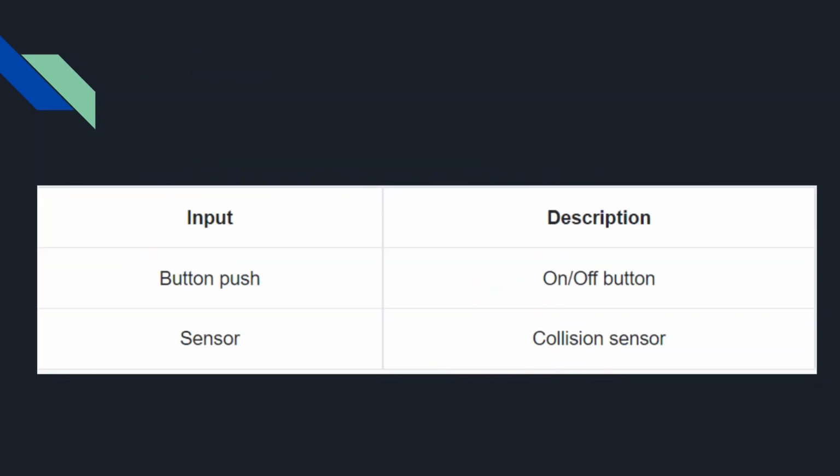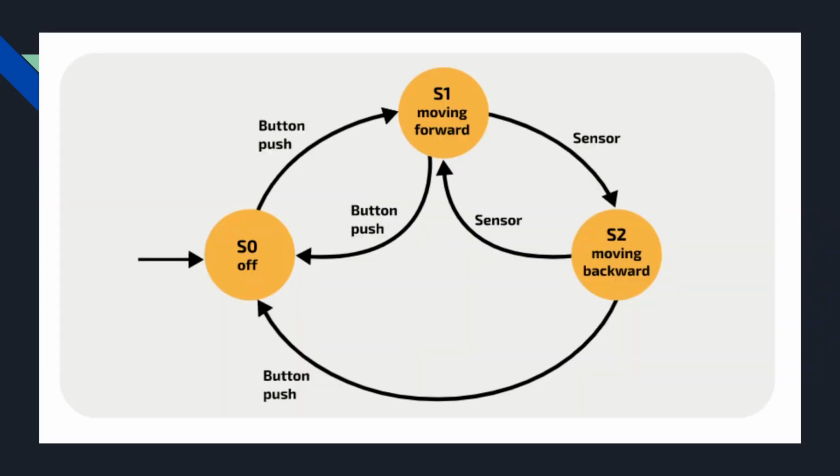Next up, you have a button push and a sensor, all of which can get you to different states. So from S0, you do a button push, you get to S1, then you take the sensor and you get to S2. Another sensor, you go back to S1 and then you go forward to S2 again. Or another button push turns it off, and you go back to S0. So that's just a basic diagram, but don't worry, you won't have to identify this in the exam.